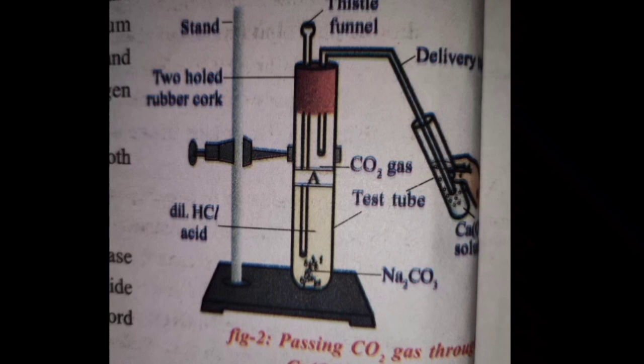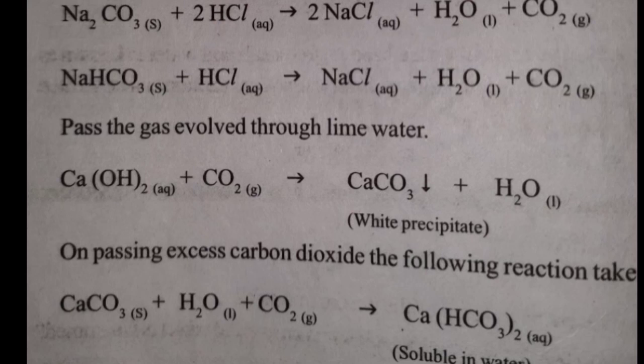The reactions occurring in the above activities are shown in the following equations. Na2CO3 plus 2HCl gives rise to sodium chloride plus water plus CO2. NaHCO3 plus HCl gives rise to NaCl plus H2O plus CO2. Pass the gas evolved through lime water. Ca(OH)2 plus CO2 gives rise to CaCO3 plus water.